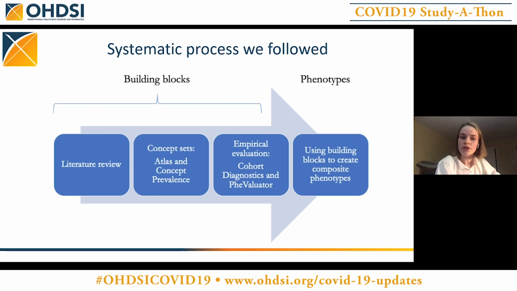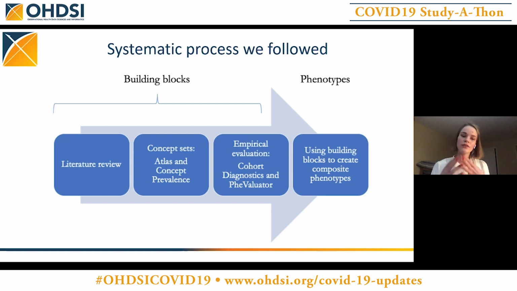So the first step was to do the literature review and explore what's been known on the topics and what the best practices were. And then we used this knowledge to build phenotypes for all of the studies, for the estimation studies, for prediction studies, and for the characterization studies. So we started from the small blocks and small concept sets.